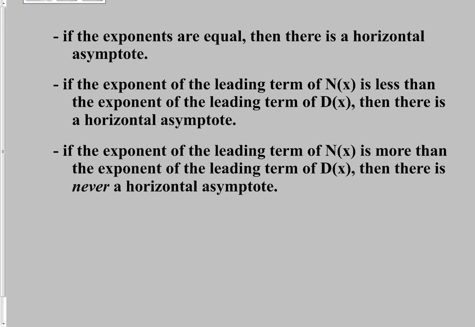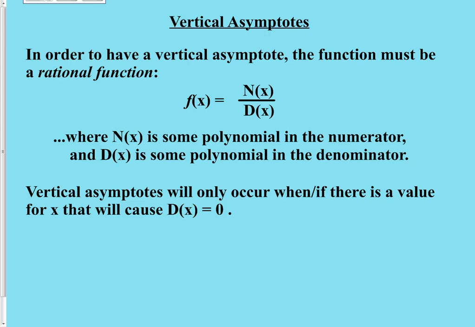Okay, if the numerator's highest power is smaller than the denominator's highest power, once again, you will have an asymptote. However, if the numerator's power ends up being larger than the denominator's power, then there will not be a horizontal asymptote. So those are facts you're just going to have to get memorized. If the powers are equal, then there is a horizontal. If the denominator's power wins, then there is a horizontal. But if the numerator's power wins, then there is not a horizontal.